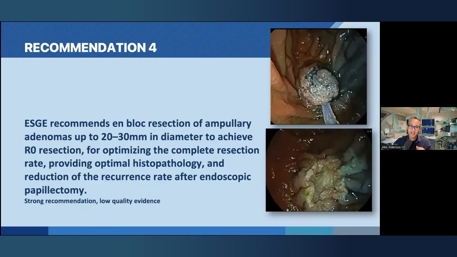Now, for recommendation number 4, ESGE recommends en bloc resection of ampullary adenomas up to 3 centimeters in diameter to achieve an R0 resection. That is very important to optimize complete resection rate, provide optimal histology, and reduce your recurrence rate after endoscopic papillectomy. So do it en bloc and not in small pieces. It does not account for lateral spreading components. So take out the papilla first, and then you could do the lateral spreading parts second.